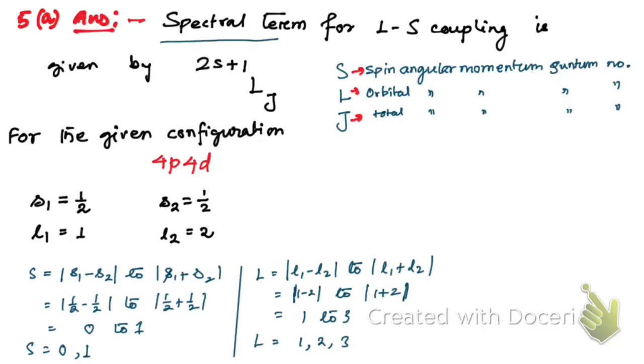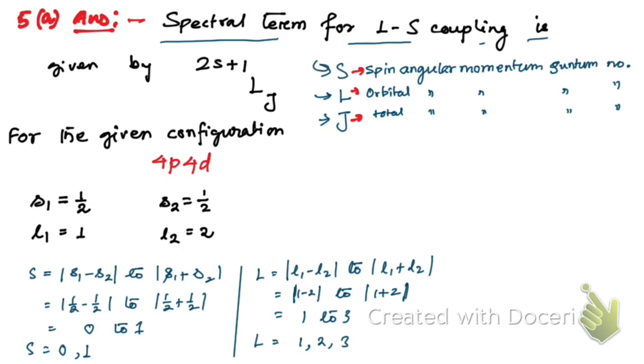The spectral term for LS coupling is given by 2S+1 L_J. Here 2S+1 is called the multiplicity. What do S, L and J mean? S is the spin angular momentum quantum number, L is the orbital angular momentum quantum number, and J is the total angular momentum quantum number. Now you see how to obtain those values for a particular configuration.